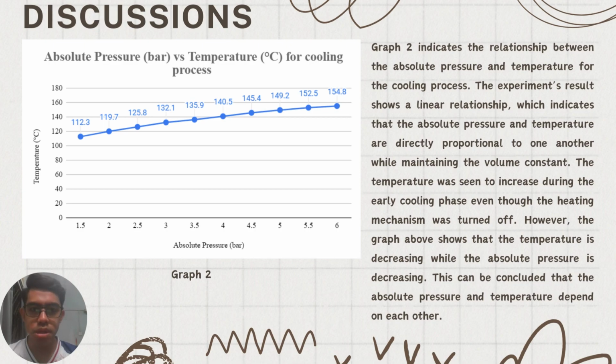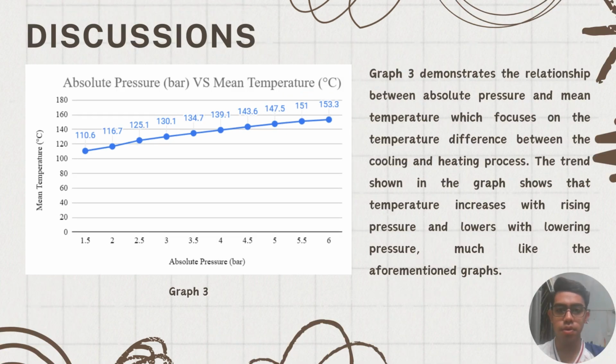The temperature was seen to increase during the early cooling phase even though the heating mechanism was turned off. However, the graph above shows that the temperature is decreasing while the absolute pressure is decreasing. It can be concluded that the absolute pressure and the temperature depend on each other. Next, we are moving on to the third graph.